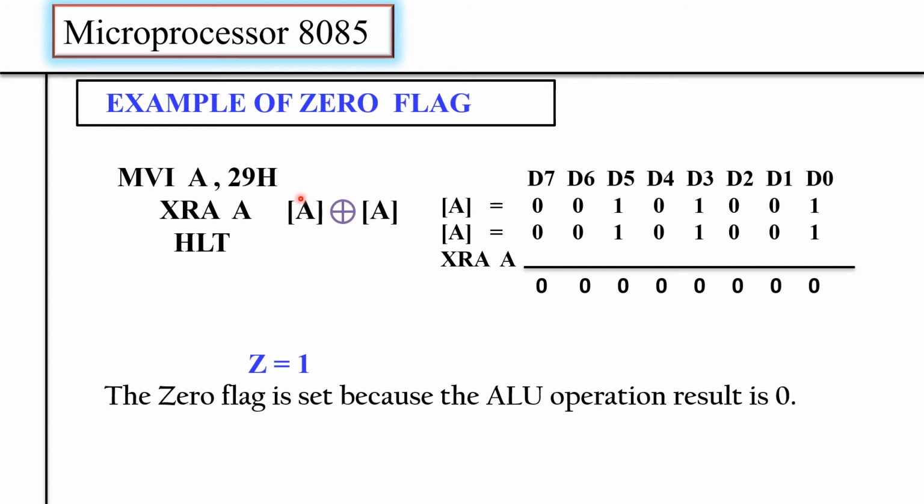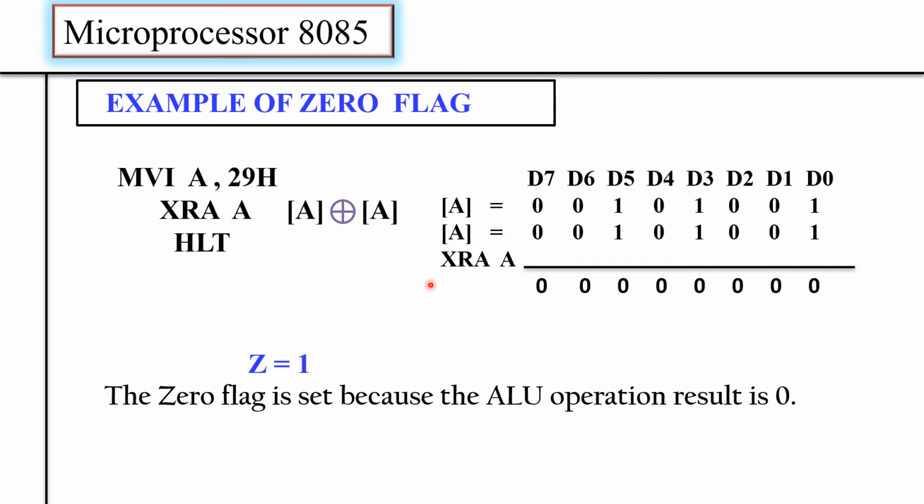The definition of exclusive OR is that when the inputs are different, then only the output is high. If the inputs are equal, then the output will be 0. So when we are doing exclusive OR of A with A, what is the content of A? 29. Converting into binary, 0010 1001, that is 2 and 9, 29. Again A with A, exclusive OR of A with A. So A again is 0010 1001.